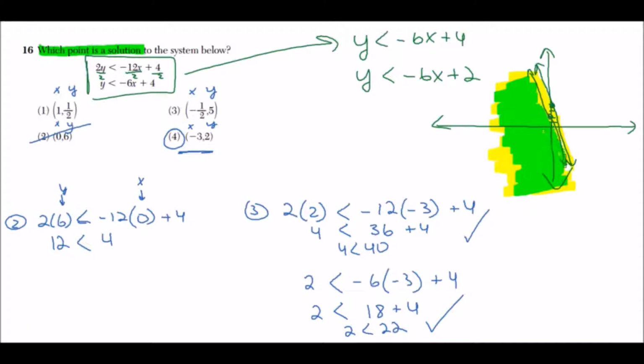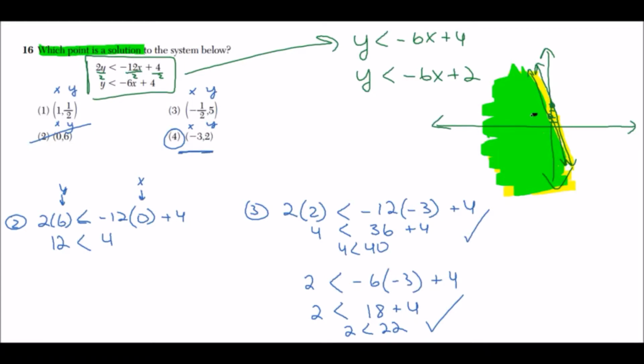this is a pretty crude sketch. You don't have to go crazy getting a very exact sketch here. You're going to find that the point 1, 1/2 is about here. You're going to find that the point negative 1/2, 5 is right about here. You're going to find that negative 3, 2 is here. So if negative 3, 2 is there, that certainly looks like it's in that solution set.